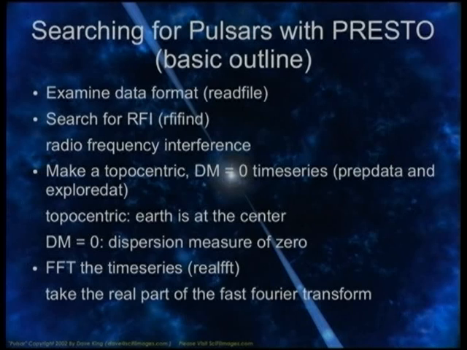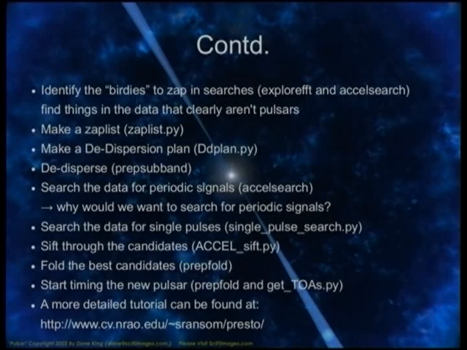And then we take the real part of the fast Fourier transform of the time series, so we get from time space into frequency space. Then we go through and identify the birdies, that's what we call them, to zap in the searches, and those are the things that are brought up by radio frequency interference most often. And find things in the data that clearly aren't pulsars. So this is a first level screening mechanism to be dealing with the least amount of data possible.